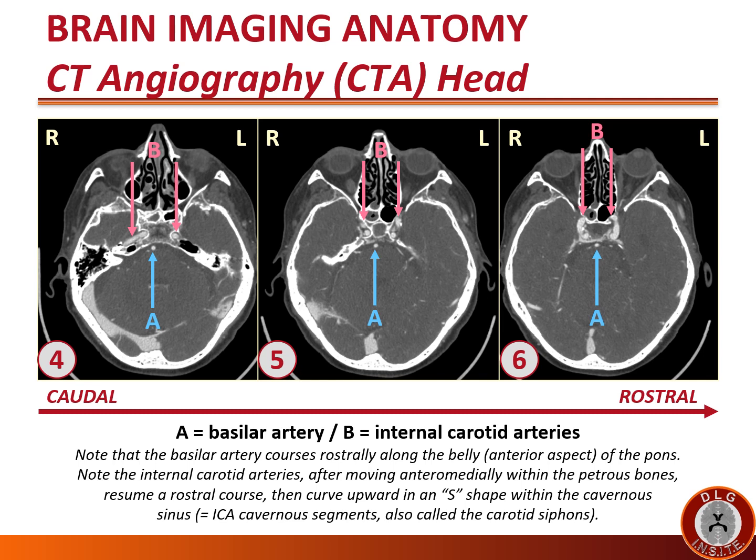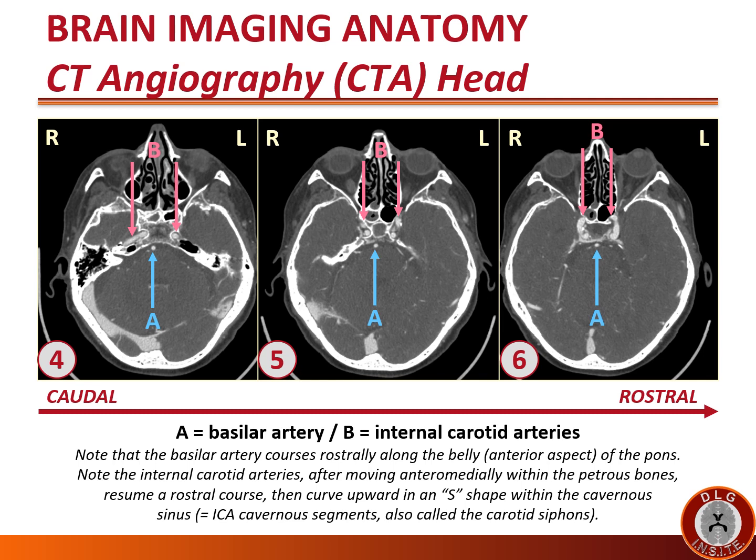These three CTA head images are more rostral than the previous three CTA head images we discussed. In these images, A is pointing to the basilar artery, and B is pointing to the two internal carotid arteries. Note the basilar artery courses rostrally along the belly or anterior aspect of the pons.